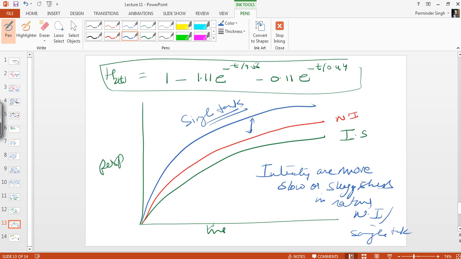Clear? So these are the few examples which we are familiar with, and we will be doing the practical part in the lab for these two systems, for non-interacting and for interacting systems. Clear? Now if you have any query related to tanks in series, either interacting or non-interacting, you can contact me.